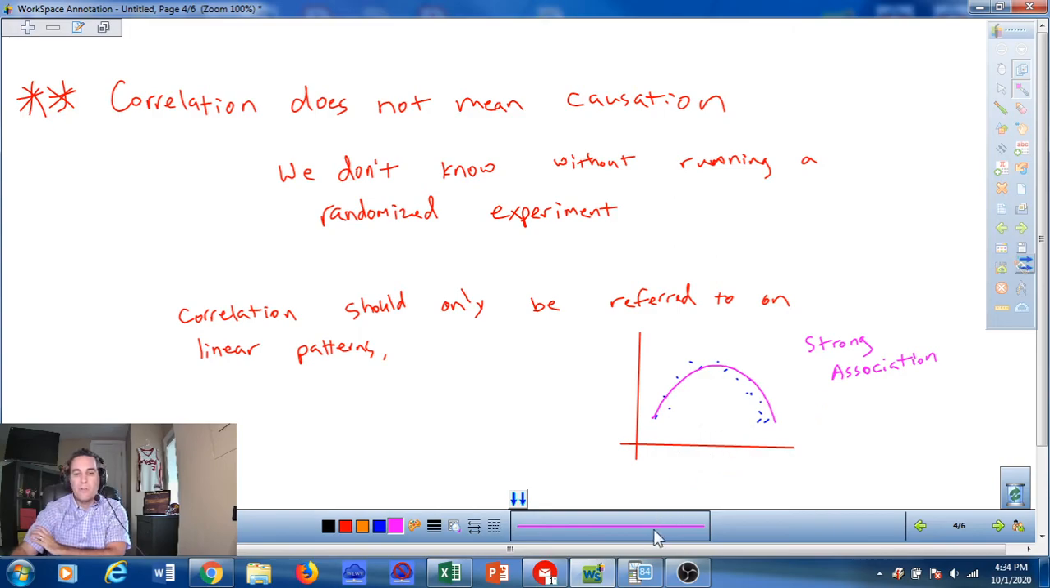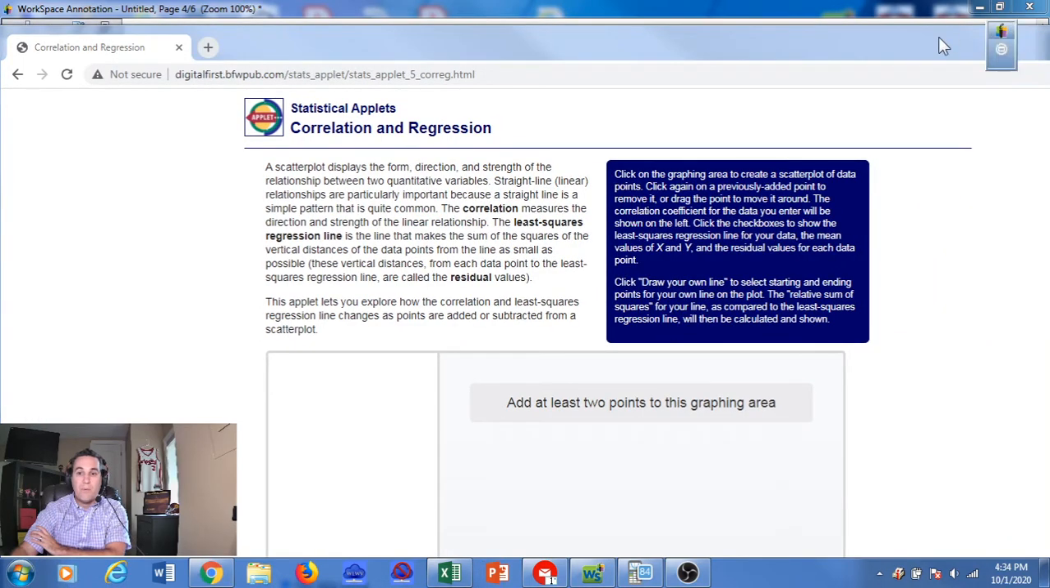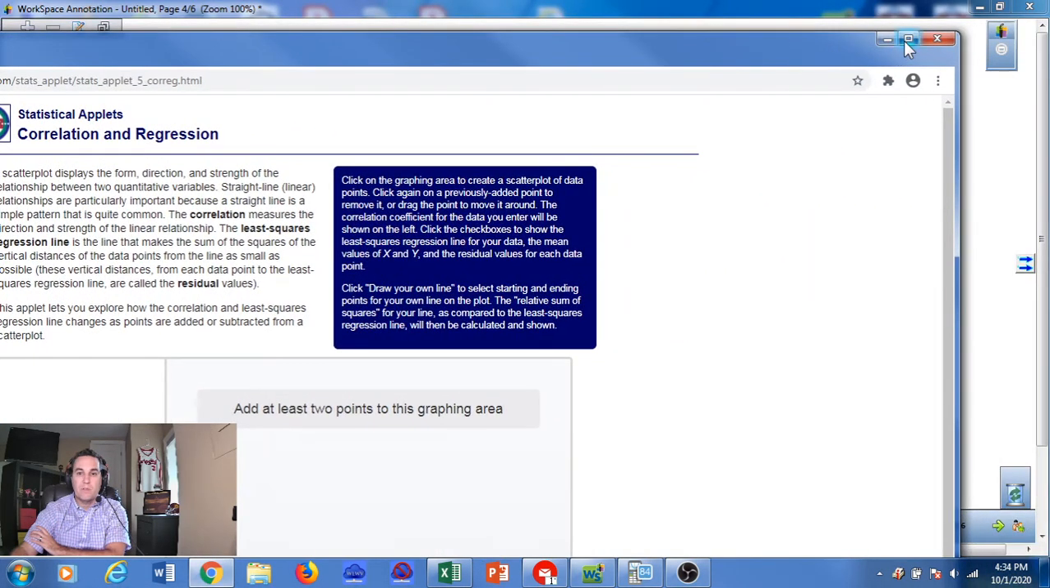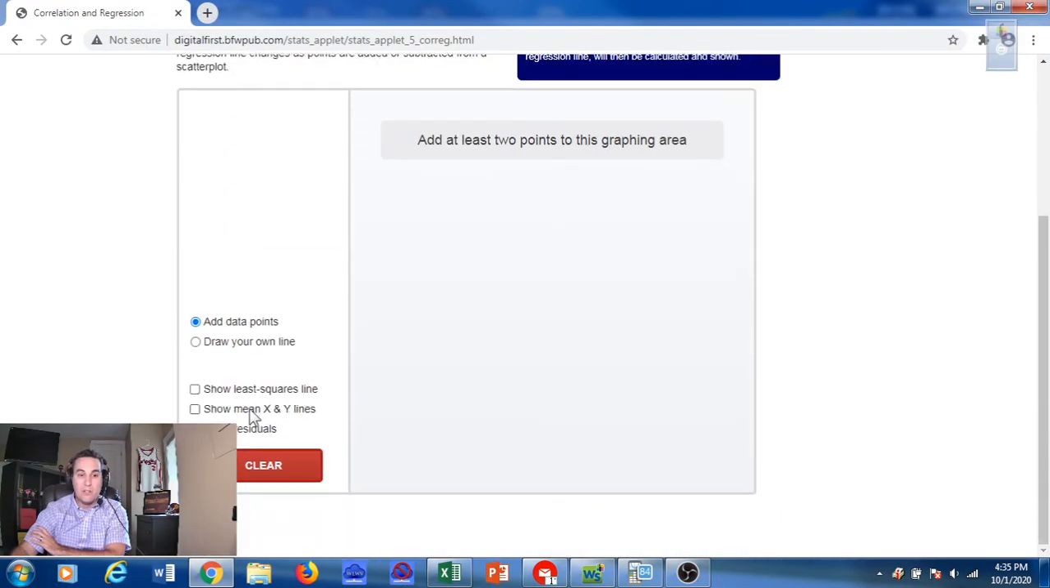Okay, I want to show you an applet that helps you with correlation a little bit. You know what I should do is put this link on Google Classroom, so you can do it too. So I can play with points on here. Let me make this so it's not too big. I can play with points on here and it will tell me the correlation.